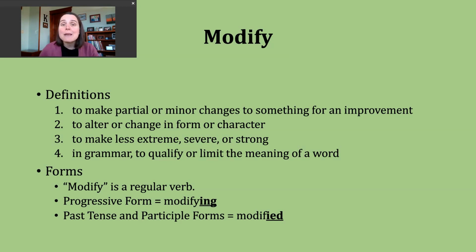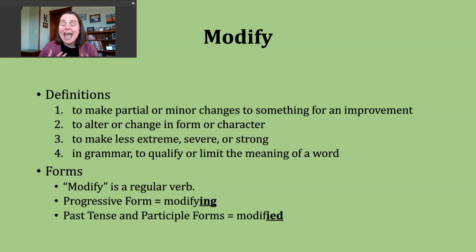The past tense and participle forms of our verb can be made by adding ed. But here, our word modify ends with a consonant and a Y. So this is going to require a spelling change. We're going to drop the Y, add an I, and then the ED ending. And that's going to make modified.